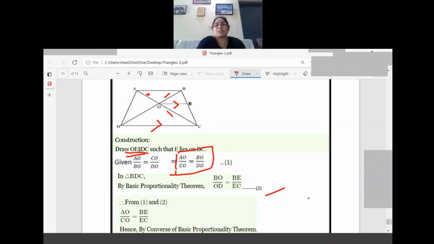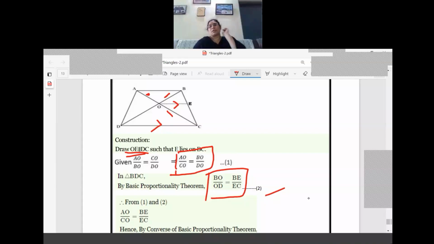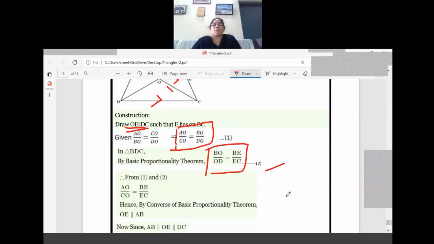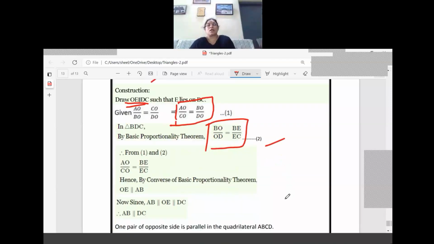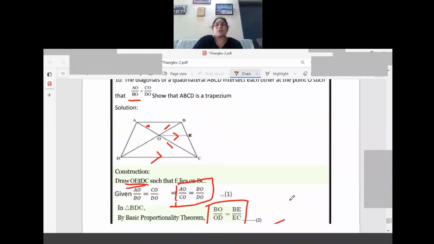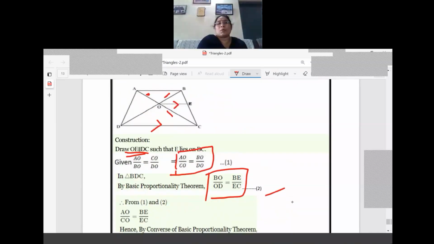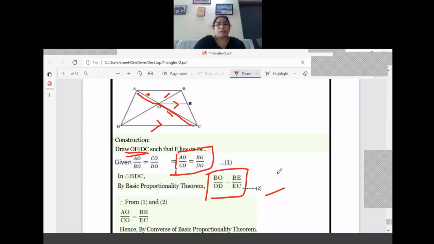Now from the first and second equations, what conclusion can we make? You can see that the first equation's right side and the second equation's left side are equal. So the other two parts are also equal: AO by CO equals BE by EC. So what is this? Ratios are equal. Just to check that in the diagram, AO by CO equals BE by EC here, right?